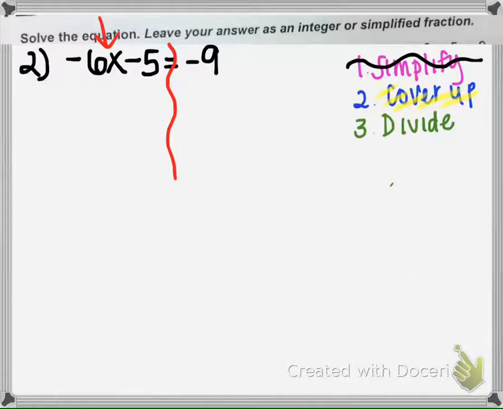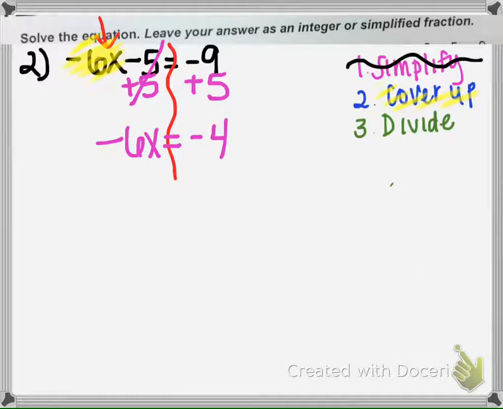Step 2, we're going to find the variable, and we're going to highlight it. And if you don't have a highlighter, you could circle it. And whatever's next to it here, we need to remove. So if we have a negative 5, then we need to add 5 so that these will cancel and make 0. And whatever we put on one side, we have to do to the other side. And negative 9 plus 5 is negative 4. Okay, so step 2, we are done.